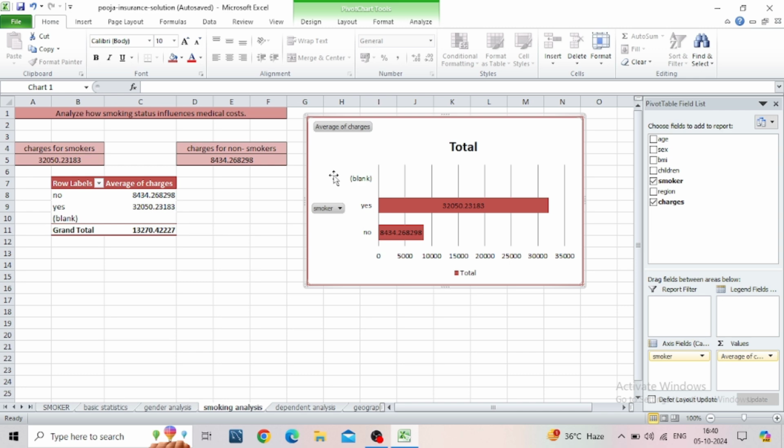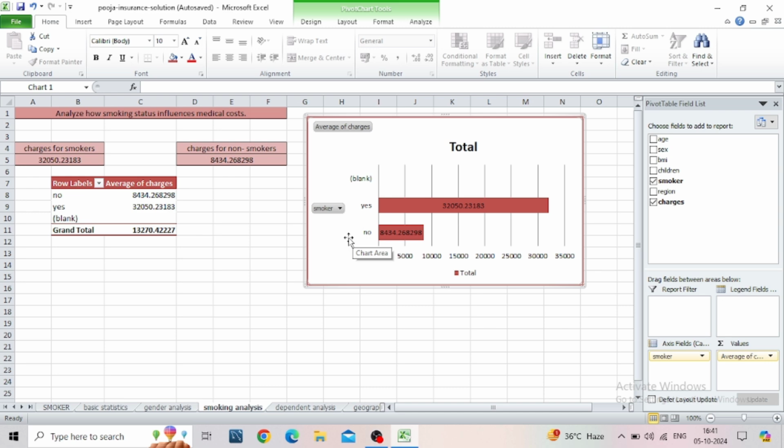The results were clear. Smokers had significantly higher medical charges than non-smokers. You can see the difference. This is for smokers and this is for non-smokers. Yes represents the smoker status, yes, and no represents the non-smokers. So this aligns with expectations, as smoking is a known risk factor for many health issues.